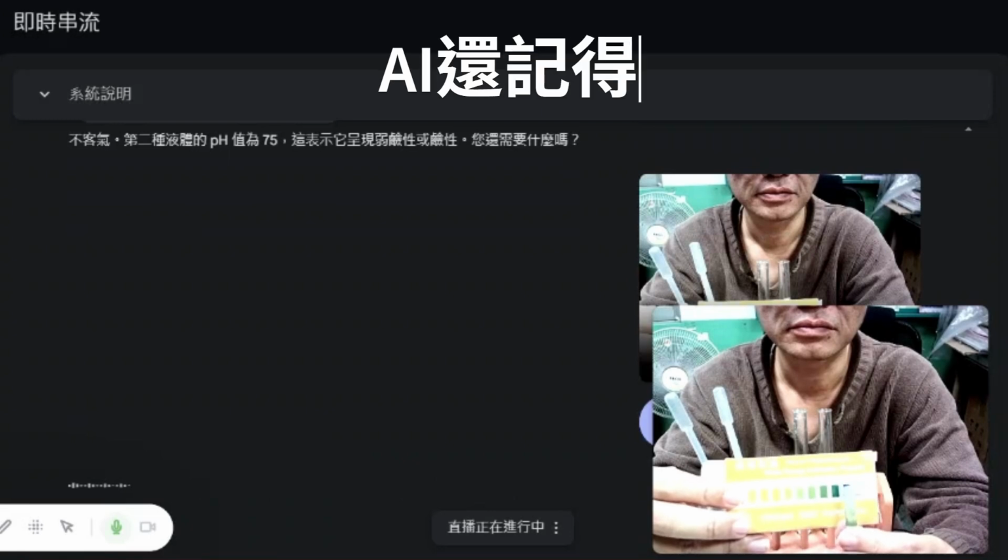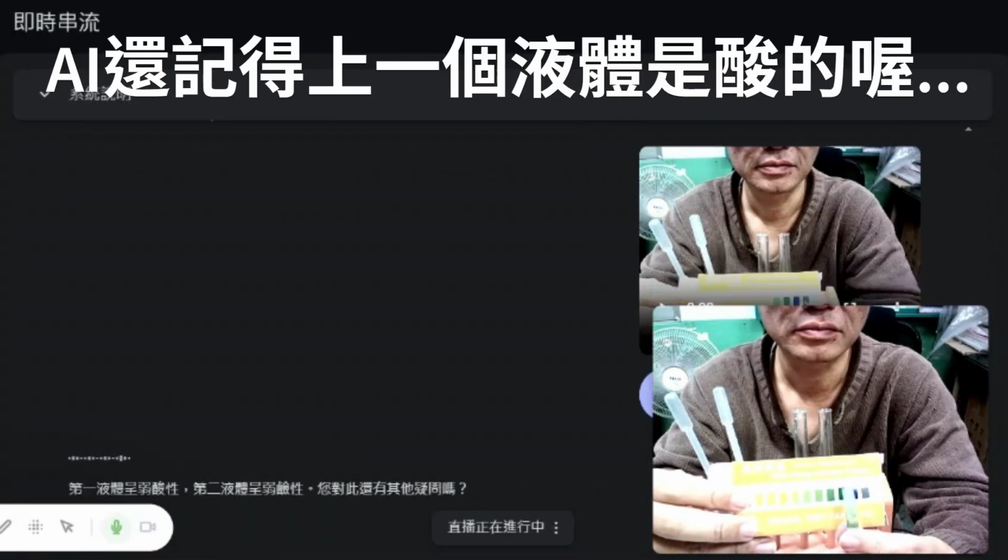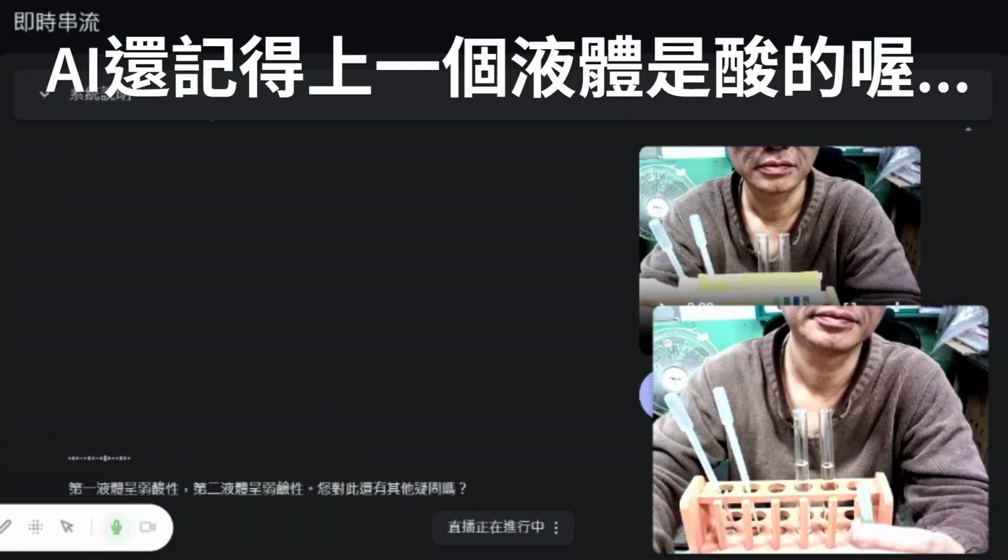The first liquid was slightly acidic, and the second liquid was slightly alkaline. Do you have any further questions about this?